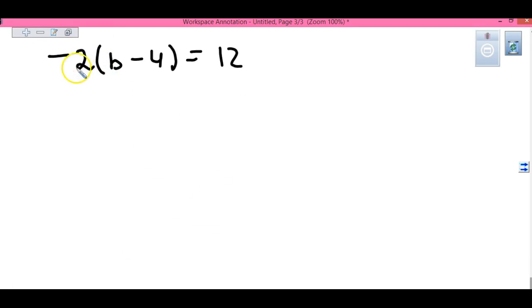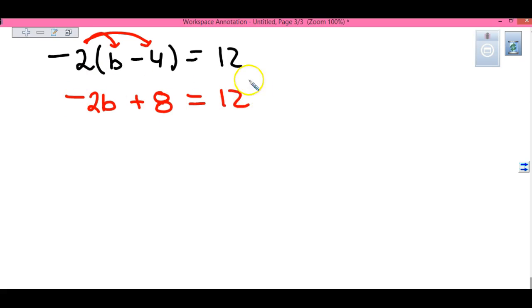If we have to solve this equation with a grouping symbol, the first thing we have to do is distribute the negative 2 using the distributive property. So negative 2 times b, negative 2b, negative 2 times negative 4 is 8. That's equal to 12. At this point, does our equation look like it's ready for us to start solving for b? Yes, so we want b by itself. Have to use inverse operations.